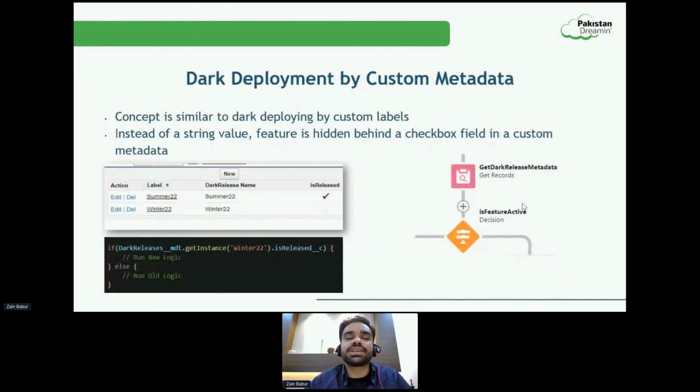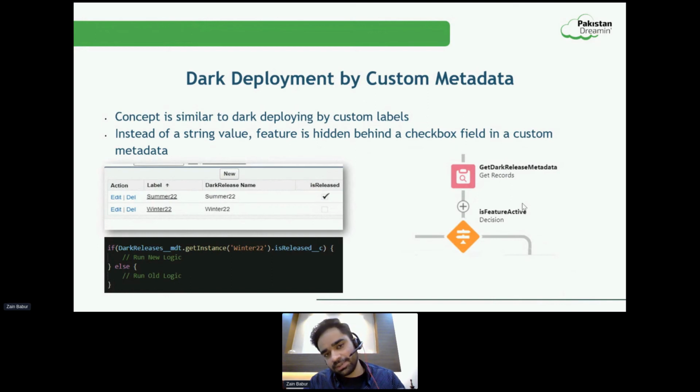And then there's of course custom metadata, and the idea behind it is the same as the custom labels, except we have one little advantage here. You can make a custom metadata type and then make a custom checkbox field in it, for example winter 22, and in the code you don't have to compare the string value. You can just see if it's on or not. If it's on, it's the new functionality. If it's off, the old functionality goes. It's the same thing as that, except we have some small advantages.